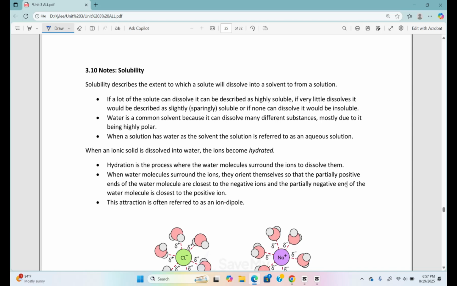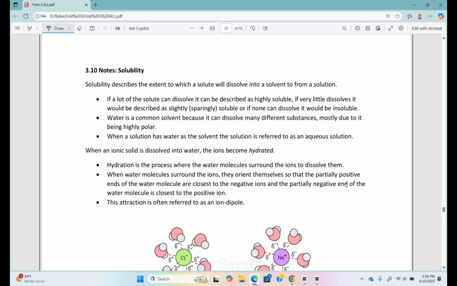This is section 3.10 from AP Chemistry, on solubility. Solubility describes the extent to which something will dissolve in a solvent to form a solution. There are three words we use to describe whether something can dissolve and to what extent. If it can dissolve, it's described as soluble or highly soluble. If very little dissolves, it would be described as slightly or sparingly soluble. And if none of it can dissolve at all, it would be considered insoluble.